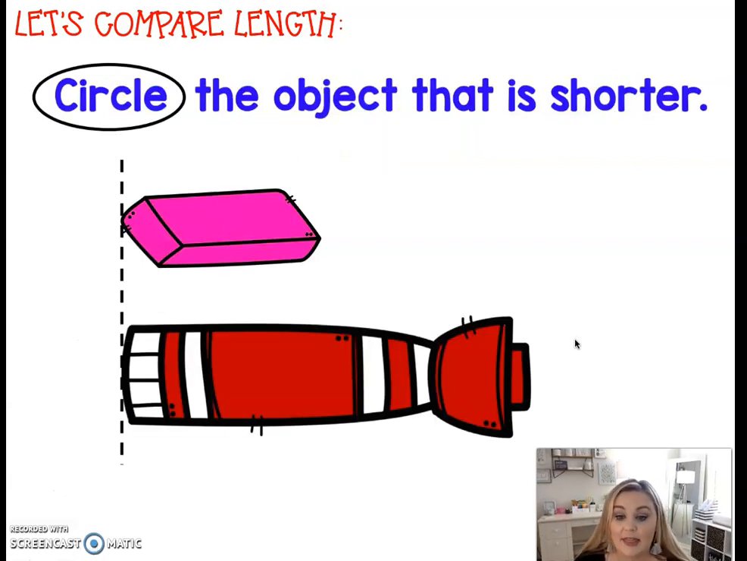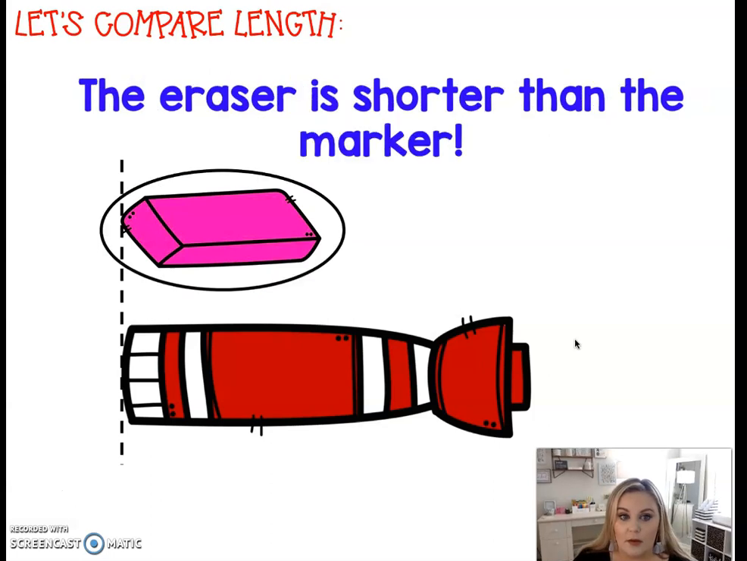Circle the object that is shorter. So look at your 2 objects. You have an eraser and a marker. Put an air circle around the one that is shorter. Did you get it? Did you pick the eraser? The eraser is shorter than the marker. So we put an air circle around the eraser. You guys are doing so awesome. Everyone say self. You are a measuring expert.